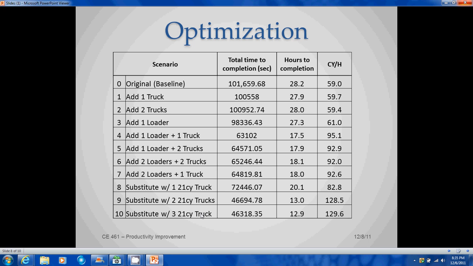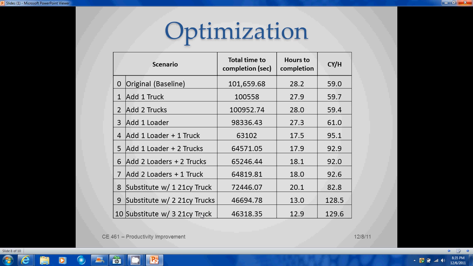It's clear to see that any addition of the original types of trucks has essentially a negligible effect on the project process. However, changes are noticed when loaders are added. The most significant changes are present when you add a loader and a truck, and you have two loaders and two trucks running at the same time.